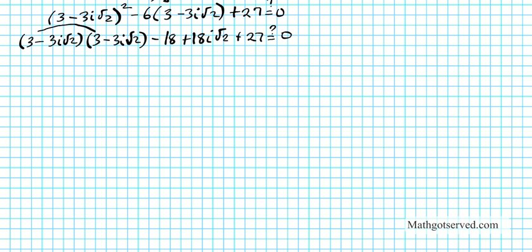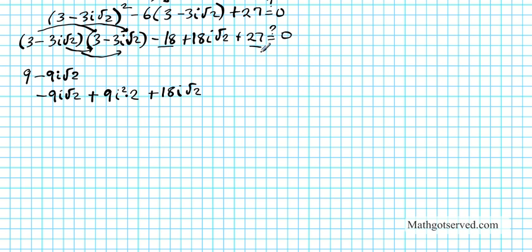If I do first, I'm going to have 9. If I do outer, I'm going to have negative 9i root 2. If I do inner, I'm going to have negative 9i root 2. And when I do last, I'm going to have positive 9i squared, root 2 times root 2, which is just 2, times 9. On the right side, I can combine negative 18 and 27, so I bring down plus 18i root 2, and combining negative 18 and 27 gives positive 9.